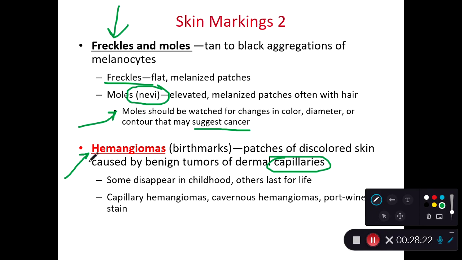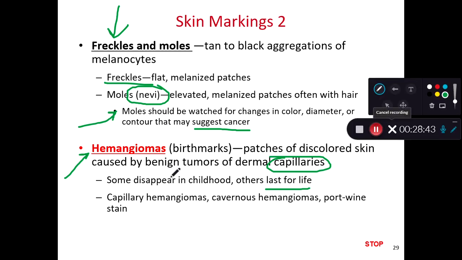Sometimes they are going to be 3-dimensional. Those are called a strawberry hemangioma. And sometimes they're just 2-dimensional. Generally speaking, they are going to fade as we age, so those blood capillaries will be diluted out as the surface area of our skin expands. Sometimes, though, they will last our entire life.